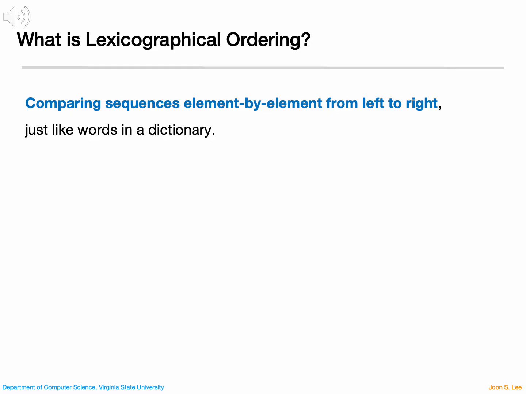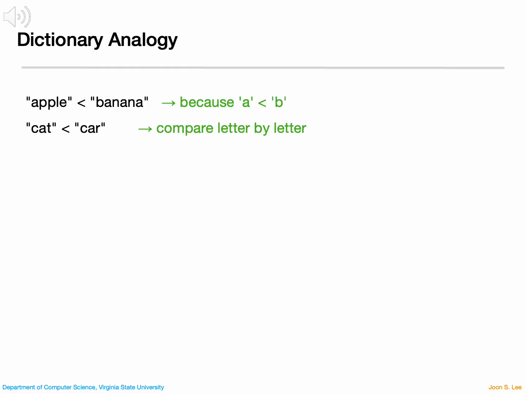So what is lexicographical ordering? It sounds complicated, but it's actually very simple. Lexicographical ordering means comparing sequences one element at a time, starting from the left, just like how words are arranged in a dictionary. You compare the first elements. If they're equal, you move to the next elements. As soon as Python finds a difference, it makes the decision based on that comparison. When you look up words in a dictionary, how are they ordered? They're arranged alphabetically, letter by letter, from left to right.